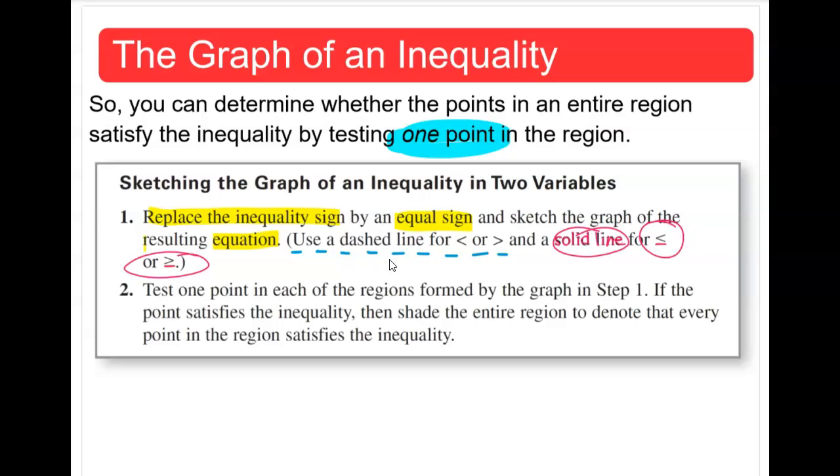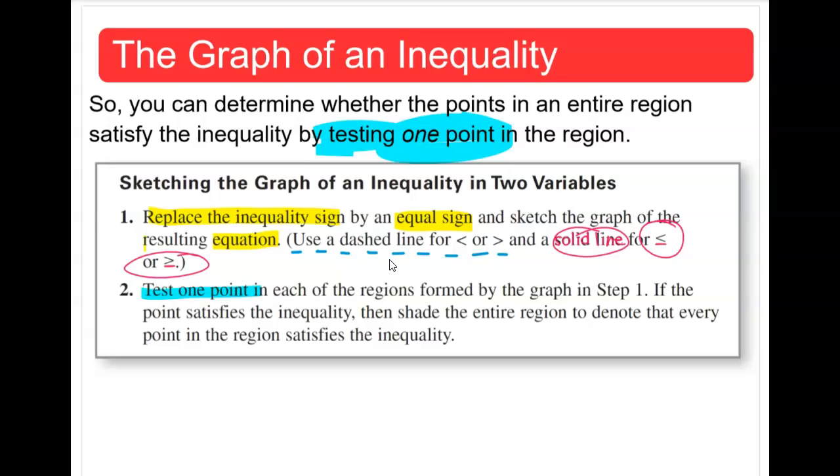Then second, we will test one point like we discussed over here. Test one point in each of the regions. I pretty much test one region, but if you want to make sure, you can test both. If you test one region and get a false statement, I promise you that if you did it correctly and you test the other region, you will get a true statement, or vice versa.